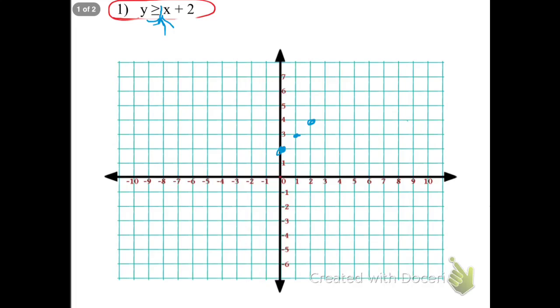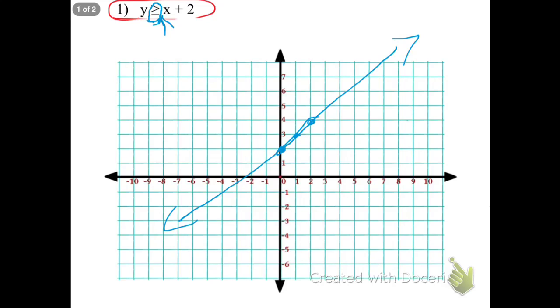And to figure out if it's dashed or not, look at that symbol there, your greater than or equal to. Since it can be equal to, you're going to do a solid line. Just like that. Blam. Okay.